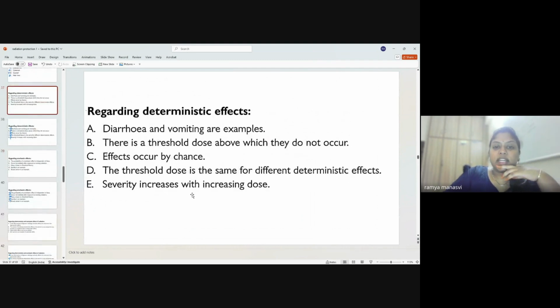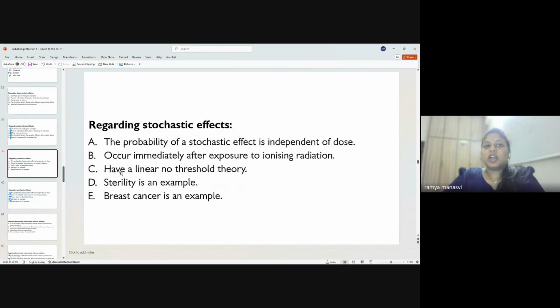Severity increases with increasing dose. Yes, it is true. Regarding stochastic effects, the probability of a stochastic effect is independent of the dose. Is it true or false? Yes, it is linear, no threshold theory. So it is true. Occurs immediately after exposure to ionizing radiation?